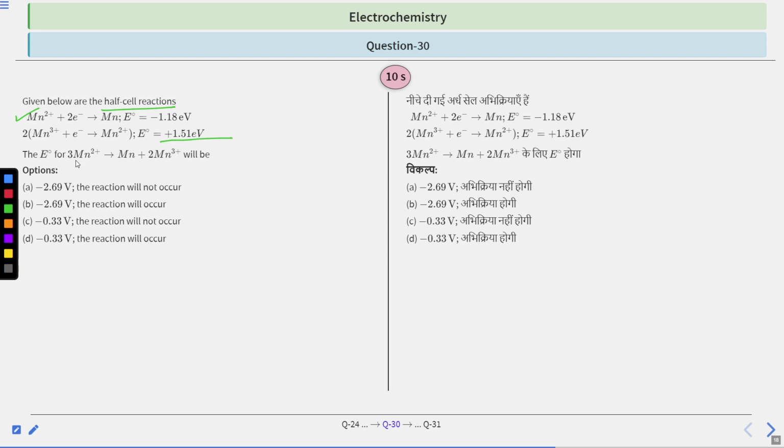The E naught for this reaction, 3 Mn2+ giving us Mn plus 2 Mn3+. So we have to find out the E naught for this reaction. We have been given the E naught for these two equations. Options are minus 2.69 volt, the reaction will not occur. Minus 2.69 volt, the reaction will occur. Minus 0.33 volt, the reaction will not occur. Or minus 0.33 volt, the reaction will occur. You have 10 seconds to solve this question. After that, we will see the answer.